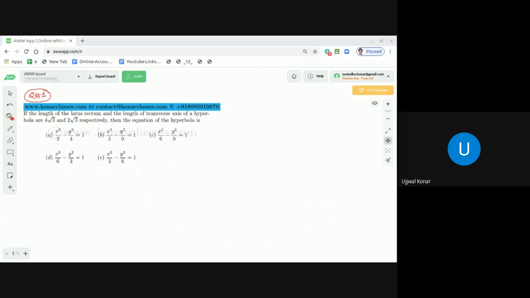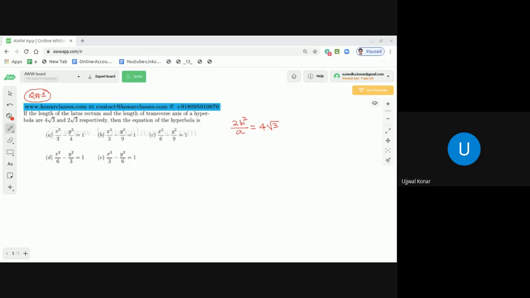Now, the length of the latus rectum is 4 root 3. If you look into the corresponding study material, dear students, 2b square by a, that is the length of the latus rectum, is equal to 4 root 3. That is one piece of information you got.